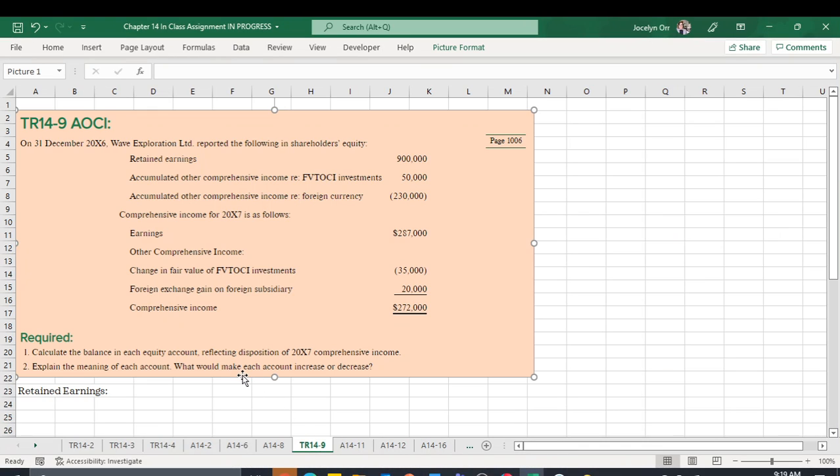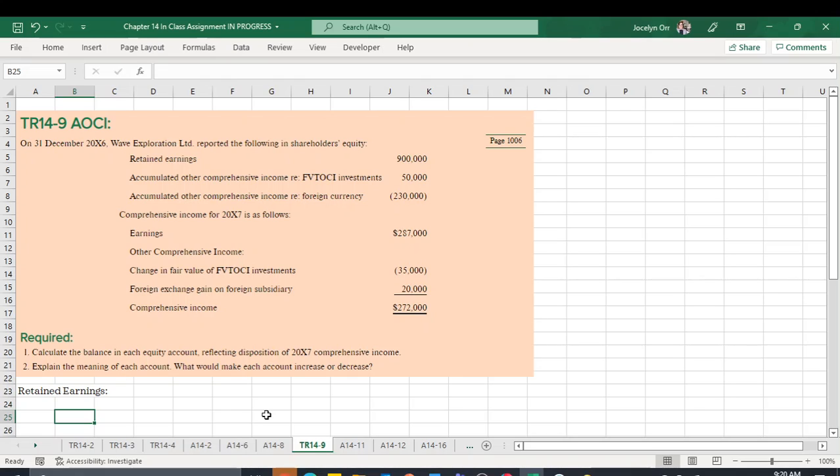So the next one is 14-9, and this is a question that's looking at our other comprehensive income. So on December 31st, Wave Exploration Limited had all of these different shareholders' equity accounts. We need to calculate the balance in each equity account, reflecting the disposition of 20x7 comprehensive income. And then we need to explain the meaning of each account and what would make that account increase or decrease. Okay?